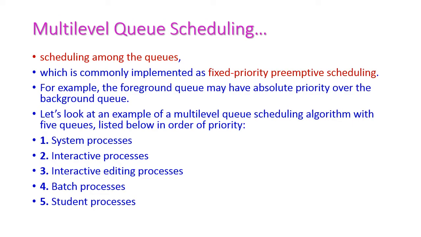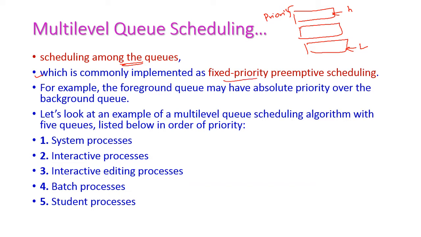And now let us see how the scheduling among queues will be implemented. Here we have more than one ready queue, and for every ready queue we have to assign a priority. This particular queue has the highest priority and this particular queue has the lowest priority. So we have to fix priority preemptive scheduling. For example, the foreground queue may have higher priority than the background queue, so the foreground queue will be here and the background queue will be here.